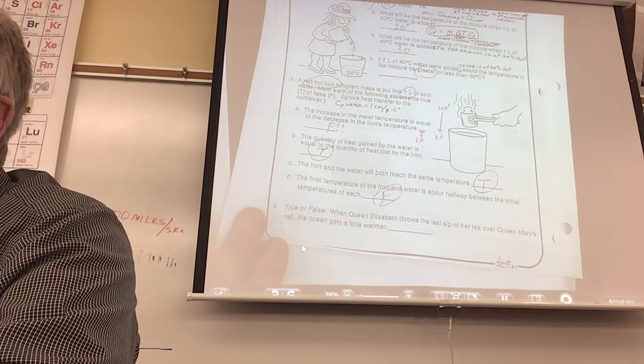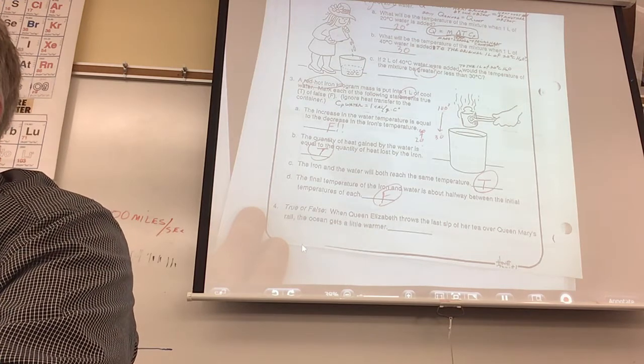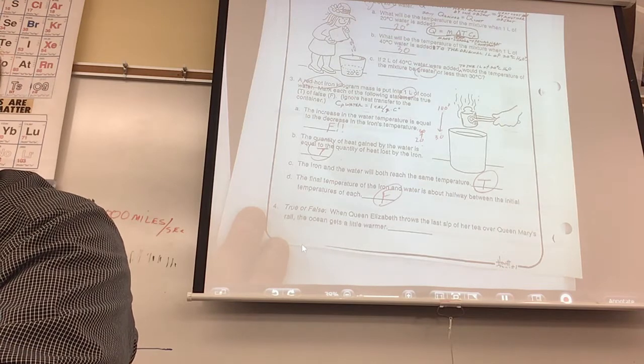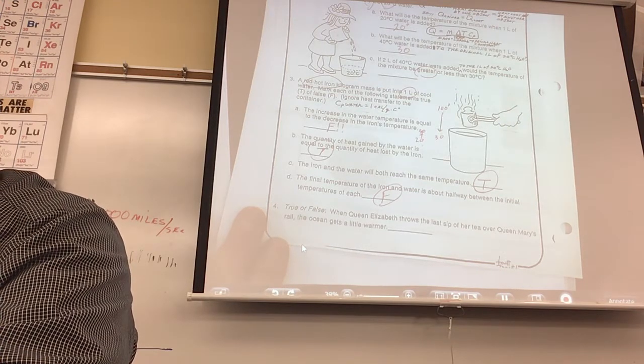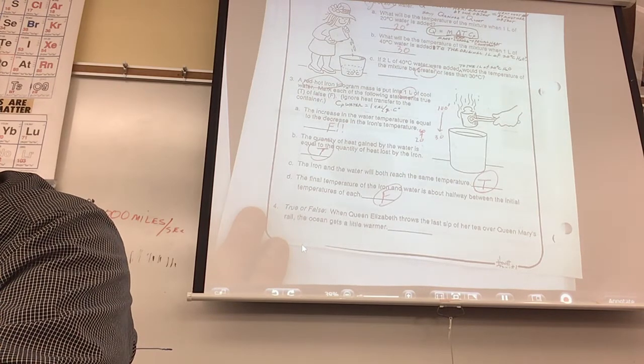Let's try it again. When Queen Elizabeth throws her last sip of tea over the Queen Mary's rail, that's an ocean liner, by the way, the ocean will get a little warmer. How many people say true? How many people say false? Okay, why would it not get warmer? Because the last sip isn't going to have enough heat to raise it up a whole degree.